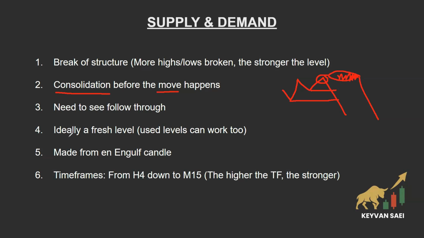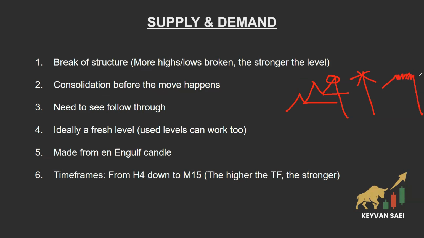If this is our supply level and it broke multiple lows, but then on the M1 there is just a quick move up and a quick move down, I'm not even looking at this supply level, right? I really need to see consolidation, position stacking, and then a massive drop. You can see traders trying to stack their positions here and load before the actual drop happens. So it's really important to have this consolidation before the actual move.